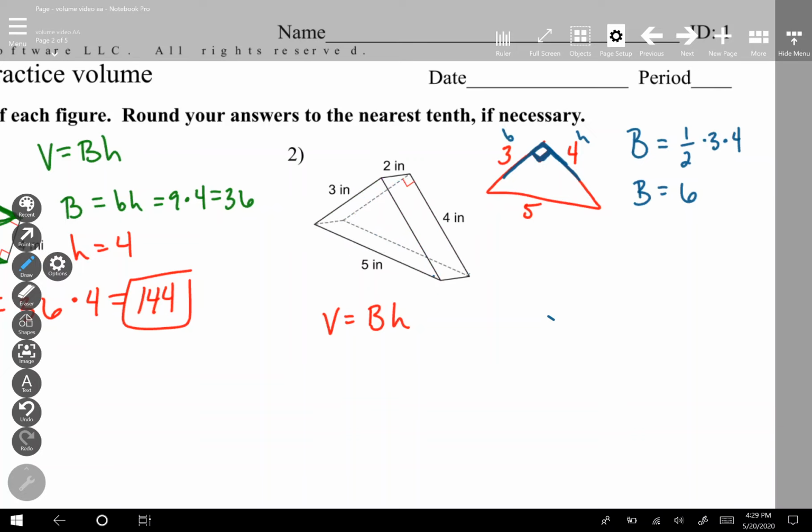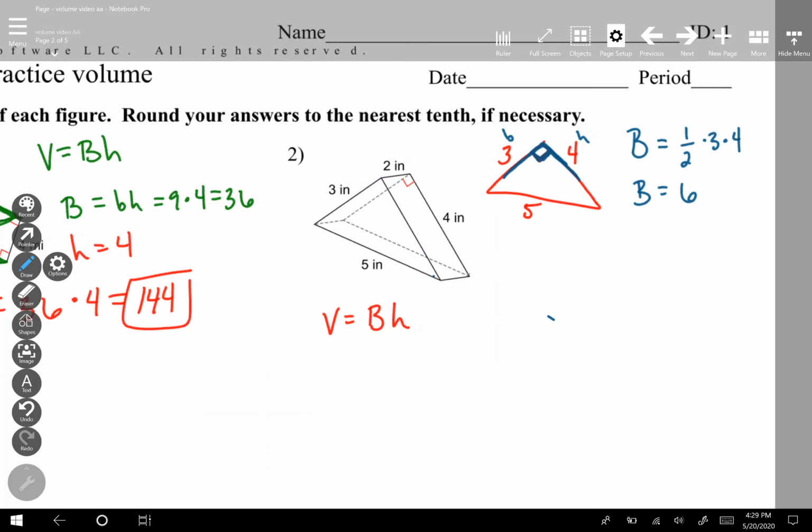So for a pyramid, volume is 1/3 big B times H. Remember, big B is area of the base. Okay, we're dealing with rectangles on the bottom. Remember, the area of a rectangle is base times height, or some people like to say length times width. Length times width. So look at your base, the rectangle on the bottom. What's the length and the width of it? Well, here it's 2, 2. So 2 times 2. The area of the base, 2 times 2 is 4.